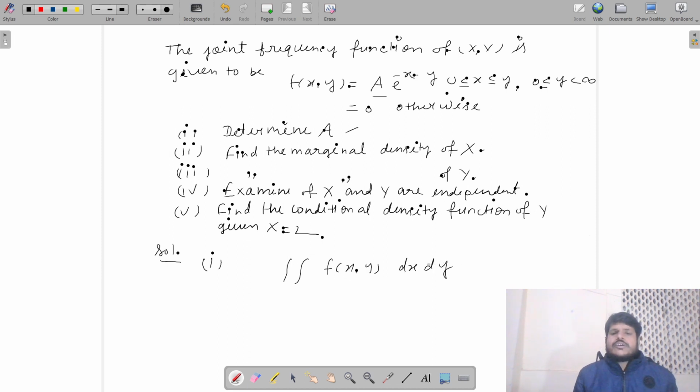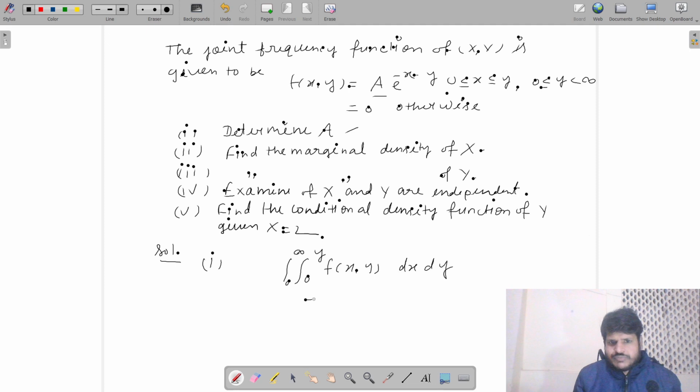So how do we put the limits? You always remember that the limits of x are in the form of y. So the limit of x is 0 to y, and the limit of y is 0 to infinity.